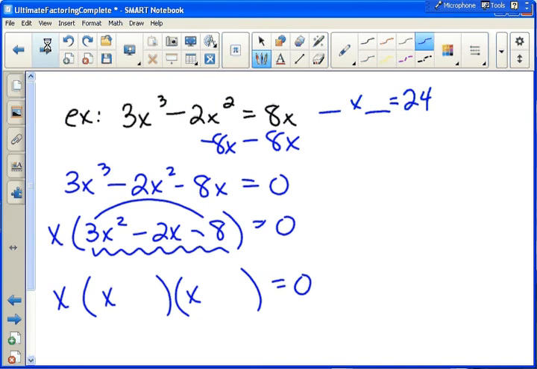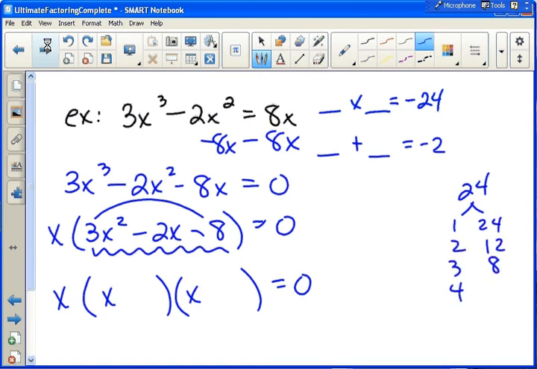24 is 1 and 24, 2 and 12, 3 and 8, or 4 and 6. So 4 and 6 are my best bet to get the negative 2, and that's going to need to be a positive 4 and a negative 6. And that is successfully multiplying to be negative 24 and adding up to negative 2. So I put a positive 4 here and a negative 6 here. And then, because it's bottoms up, I have to divide by the number out front. So divide by 3, divide by 3.